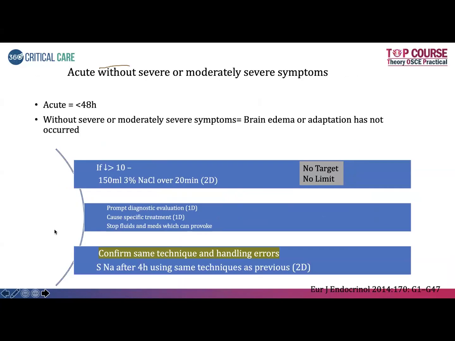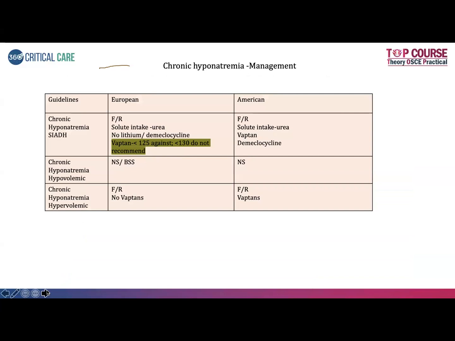So any patient with acute hyponatremia with severe or moderately severe symptoms, what will be your target? So you can give a 3% saline, this is as per the European guidelines, okay? So you can target a 10 milliequivalent correction. There's no target limit, but you can give a bolus to improve the symptoms if there are mild symptoms also, but as such, there are no recommendations for this.